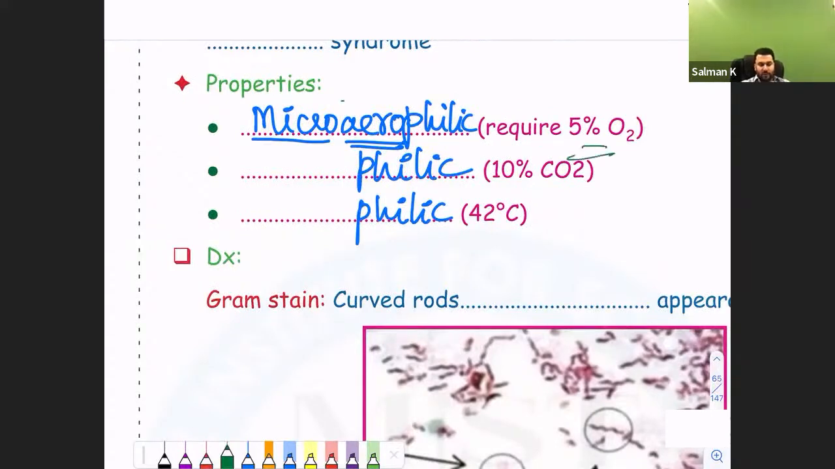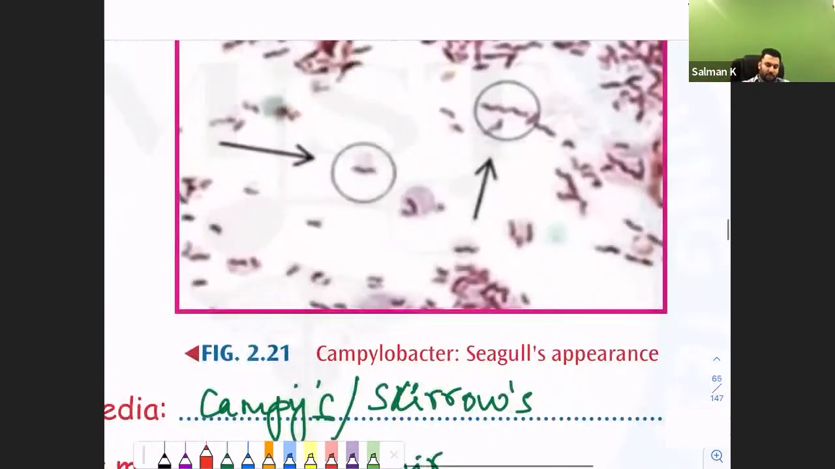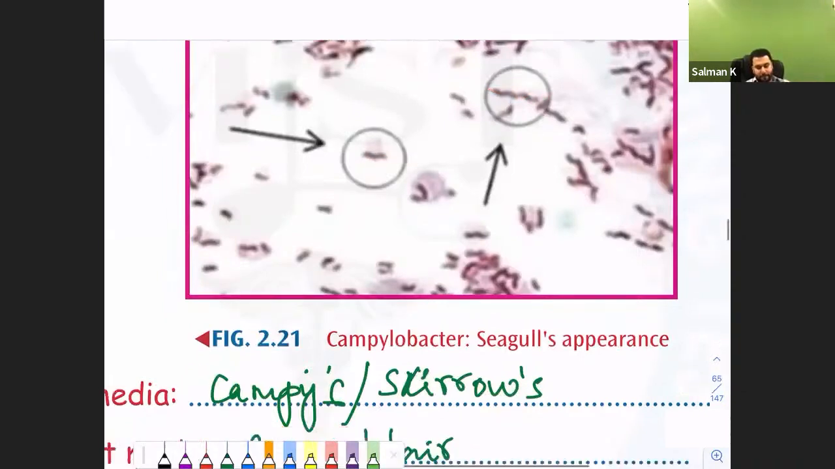Next, if you notice here, this guy's growth requirements are quite special. Microaerophilic means it requires less oxygen. Capnophilic means it likes carbon dioxide. Thermophilic means it likes higher temperature. Now, if you do the gram stain, this is what you're going to see, doctors. If you see this bird-like appearance, you should know it is H. pylori or Campylobacter. So Helicobacter and Campylobacter are the ones that are going to look like birds' appearance.